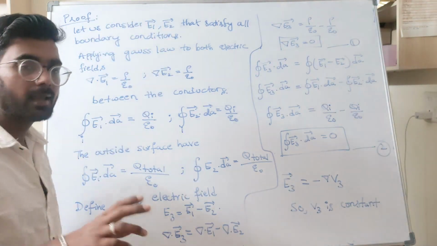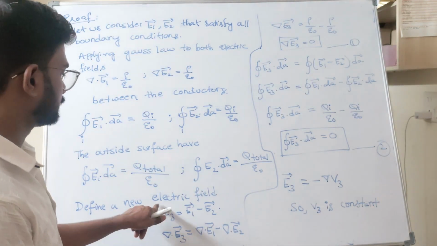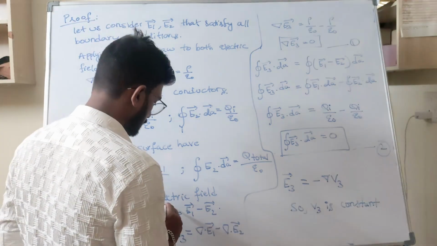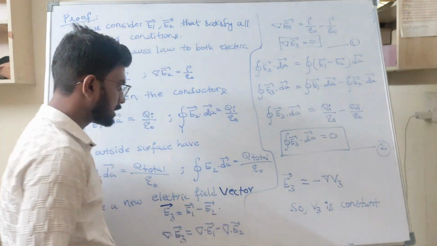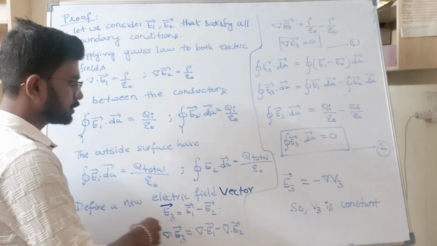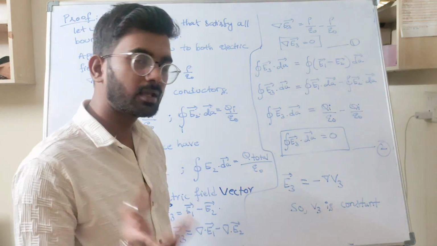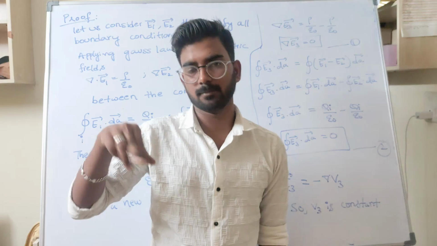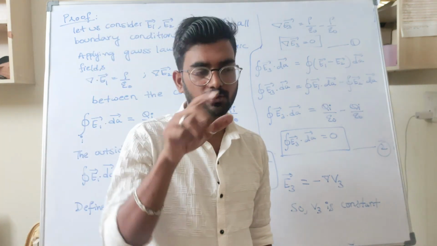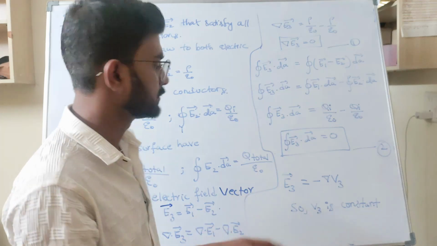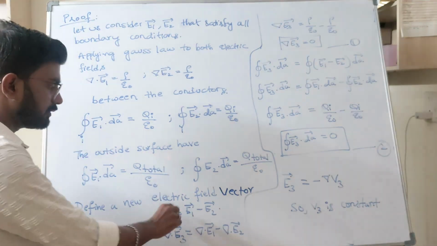I am now defining a new electric field vector E3 bar, equal to E1 bar minus E2 bar. Same as there, where we took V3 equal to V1 minus V2, the difference of V1 and V2. Here we are taking E3 as E1 minus E2.